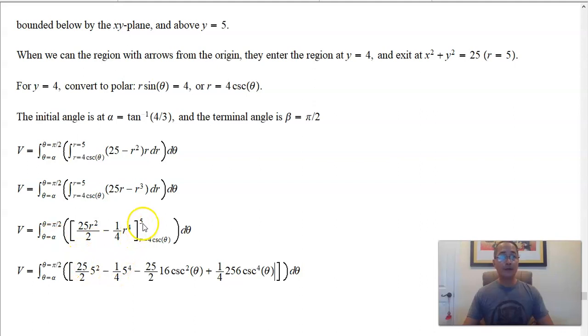So for 5, we get 25 times 25 over 2, 5 squared, minus 5 to the 4th over 4. And then for the bottom, we will get minus 25 over 2 square, so 16 cosecant squared. This will turn to a plus 1/4 r to the 4th, so 4 to the 4 is 256, over 4 is 64, cosecant to the power 4. So simplify, keep going.